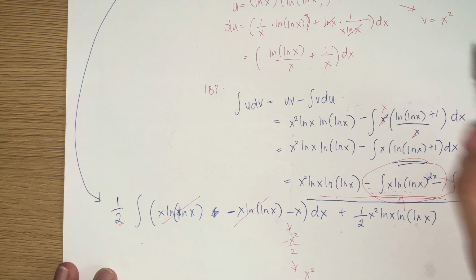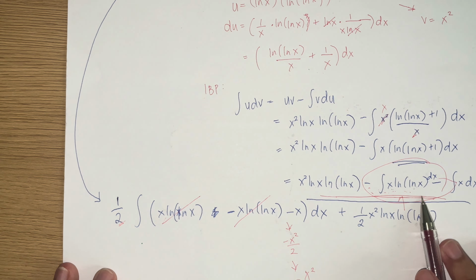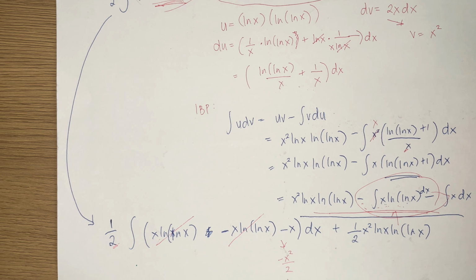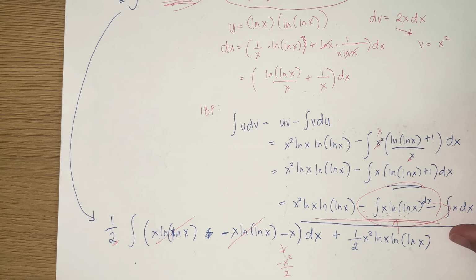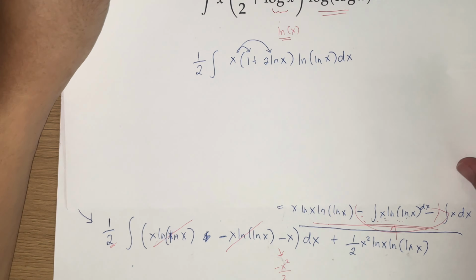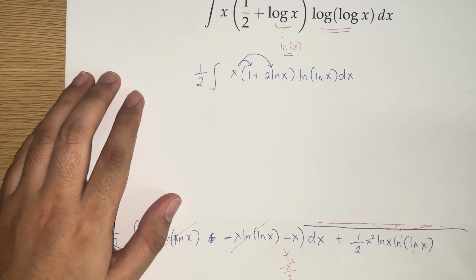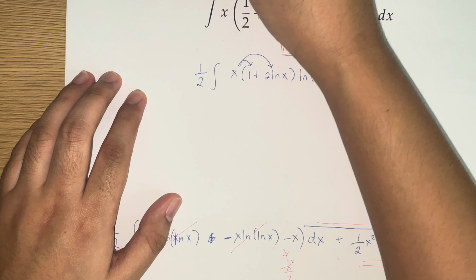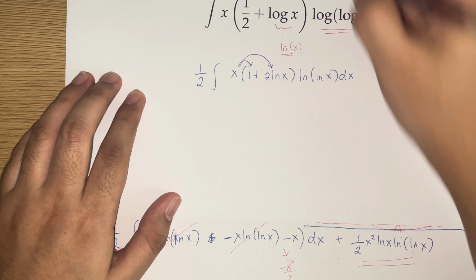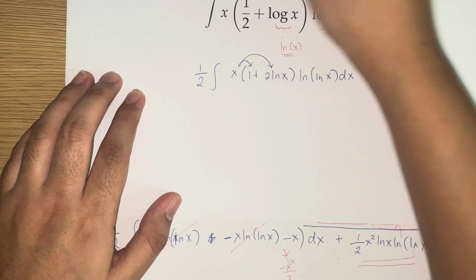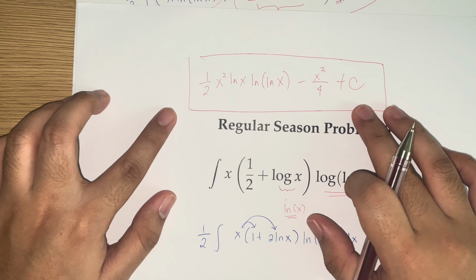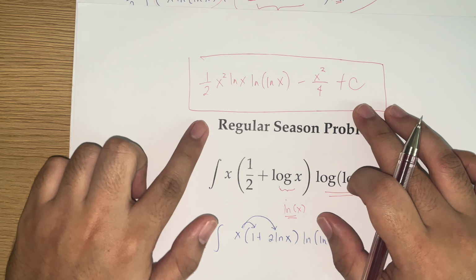So we use IBP to rewrite this one, and eventually this term cancels out, which in hindsight is something we should expect because this is a problem in the Integration Bee. Something somewhere should cancel out to give us a neat answer. Anyway, to summarize, the answer should be 1/2 x squared ln x times ln of ln x minus x squared over 4 plus the integration constant C.